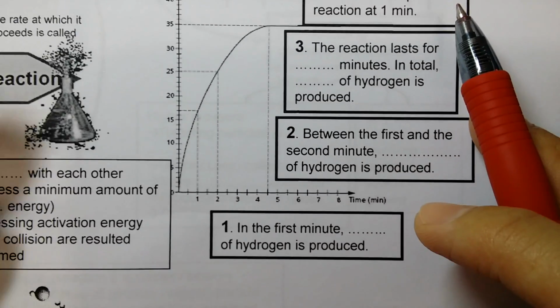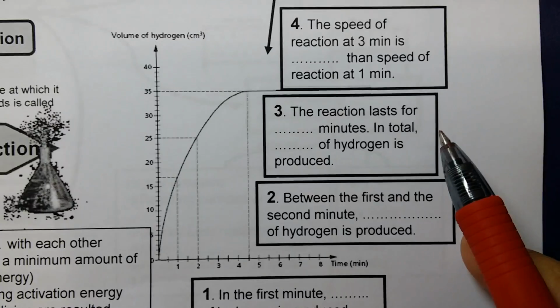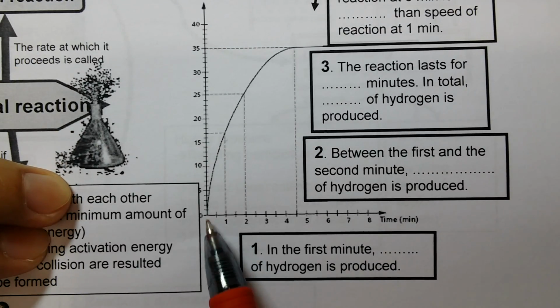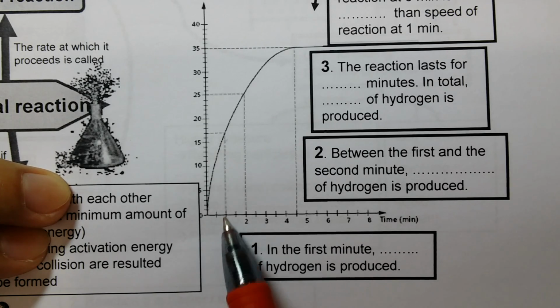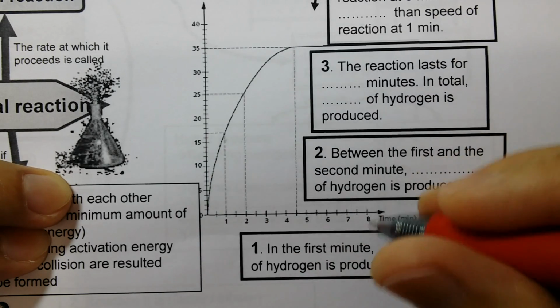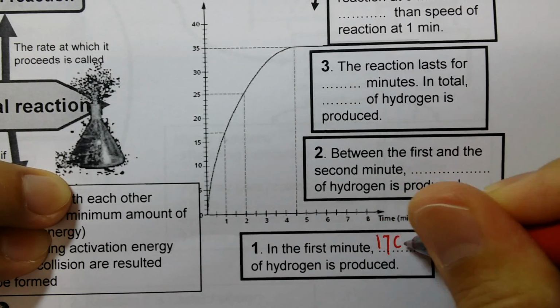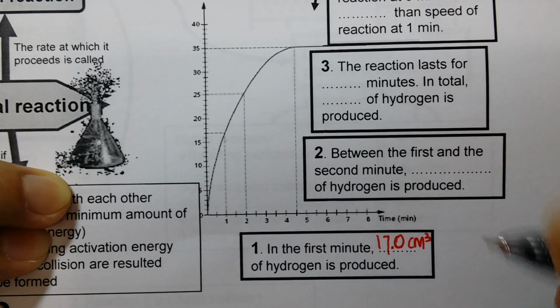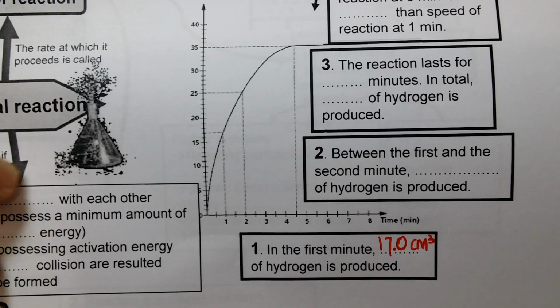In the first minute, same thing. In the first minute, how much hydrogen is produced? In the first minute, that would be from time equals 0 to time equals 1. That will be about 17 cm cube. 17.0 cm cube of hydrogen is produced.